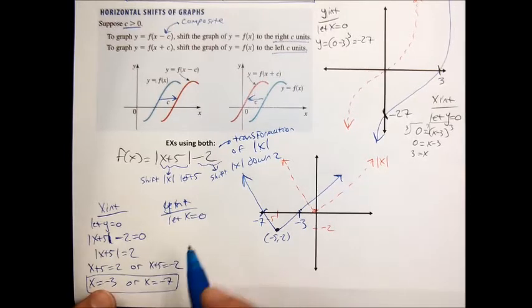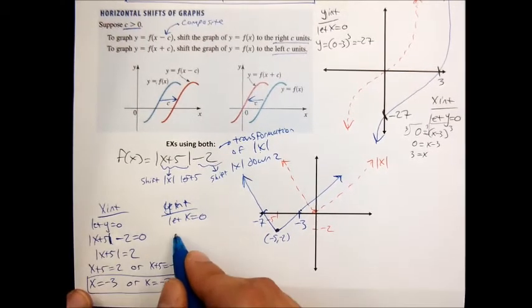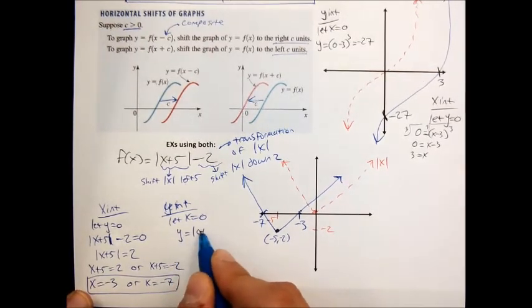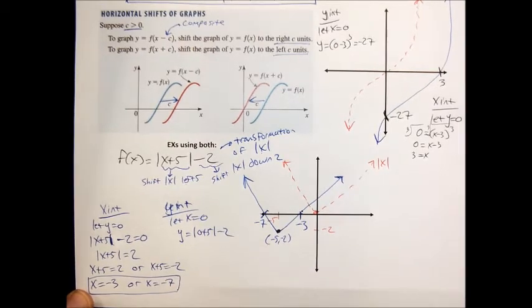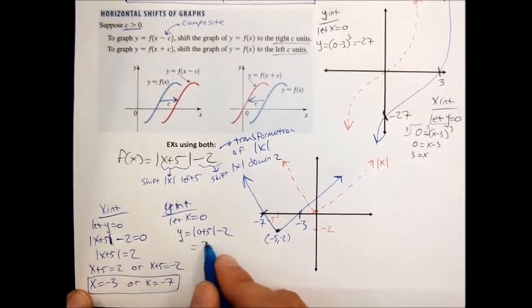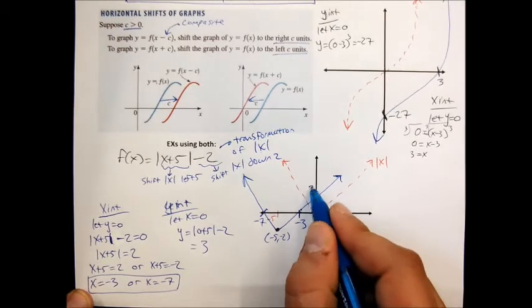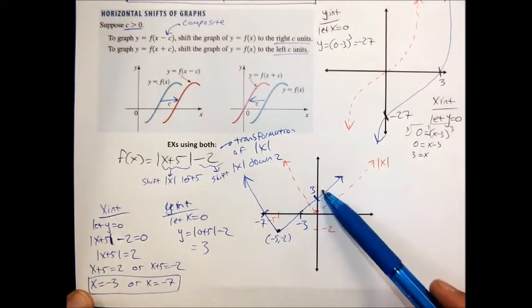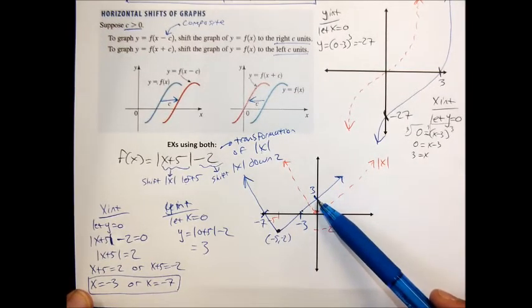And then on the y-intercept, if we let x equal 0, we just get y equals 0 plus 5 minus 2. And so that's going to be positive 3. And so this is a positive 3 right there. And again, that's good because it looks like it should be positive, not too far off the x-axis, so 3 sounds about right.